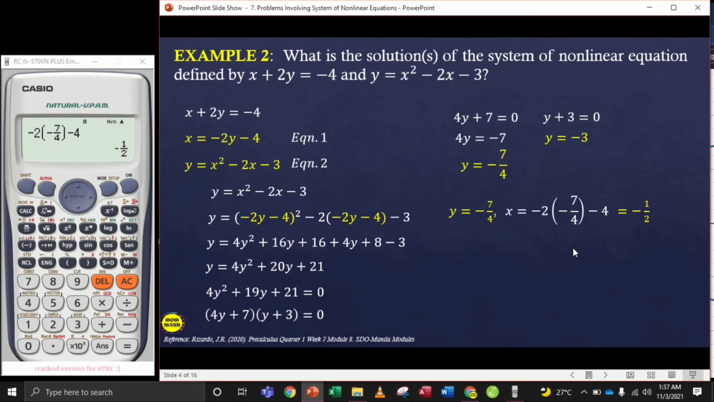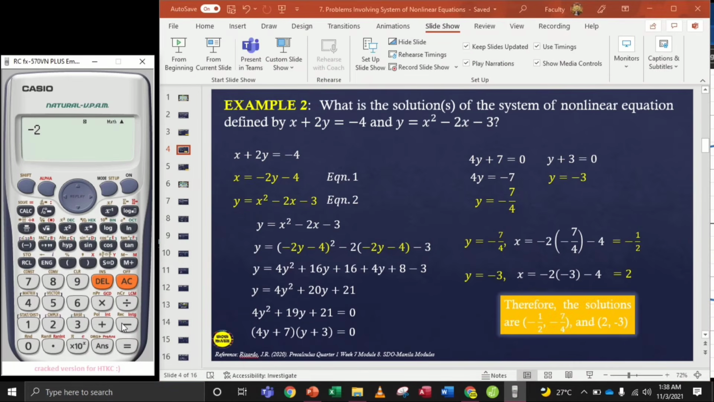Okay, then next is, if your y is negative 3, papalitan lang natin ito. Sana ma-edit natin. Okay, hindi ata ma-edit. So, type na lang ulit natin. If your y is negative 3, so that is 2 times negative 3 minus 4. So, the answer is, check natin kung positive 2. Okay. So, pwede kayo gumamit ng calculator para mas mabilis.